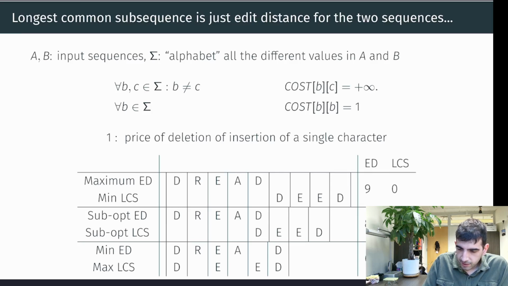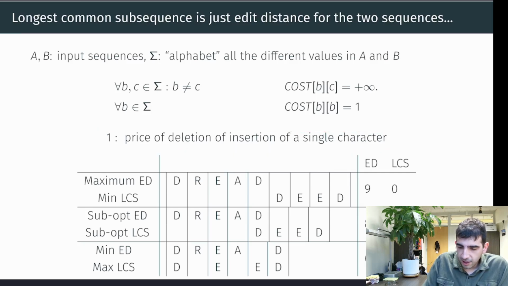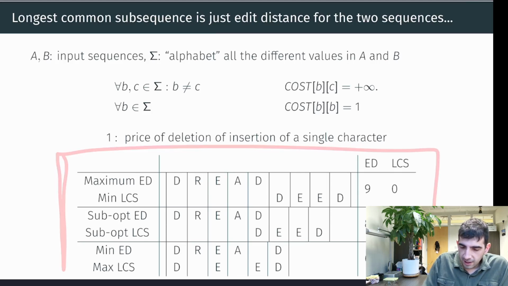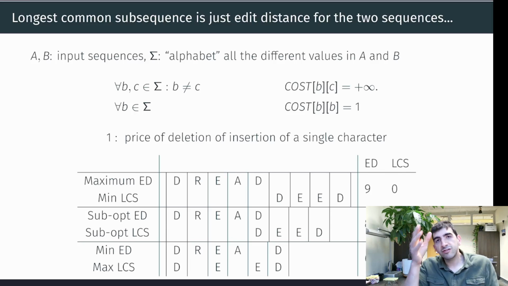Assuming the price of the deletion or insertion of a character is 1, we could observe the following relationship: as the edit distance grows, the longest common subsequence decreases, but as the longest common subsequence increases, the edit distance decreases, right? And that makes sense, because if there are more matched characters, the longest common subsequence is just simply a list of all the matched characters between two strings. So if there are more matched characters, then it means the edit distance is smaller.